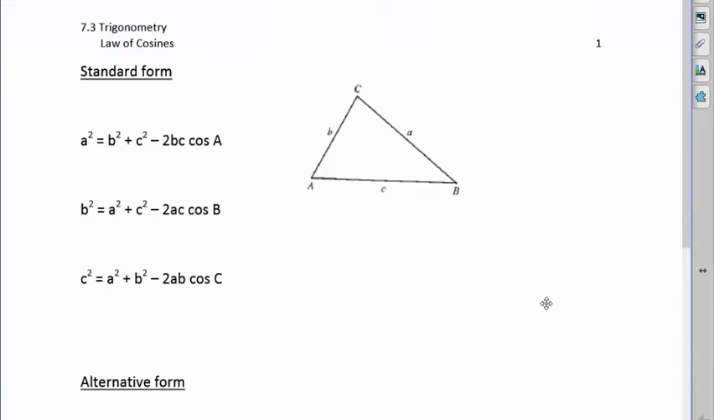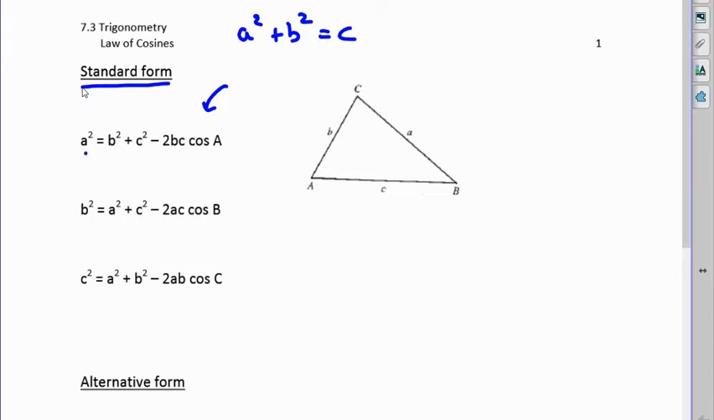Last unit of trigonometry for your class, 7.3, law of cosines. So we have the standard forms of law of cosines. They look very similar to our Pythagorean theorem. However, there is a correction factor because we are not actually on a right triangle. They had to put a little correction factor in it.